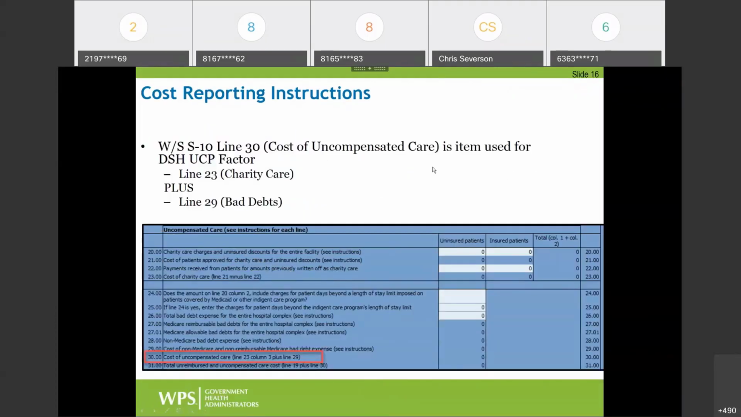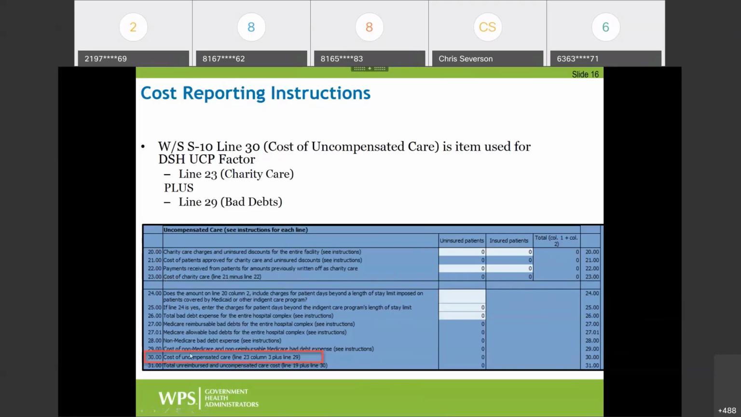Now, as far as line 30, I said that's the element that's going to be used by CMS to calculate factor three. Line 30 is comprised of two main sections: line 23, which is charity care, the actual cost of charity care, plus line 29, bad debts. Now, again, 23 is after we've already audited lines 20 and 22. 23 is the result of that. It's the net amount of that.